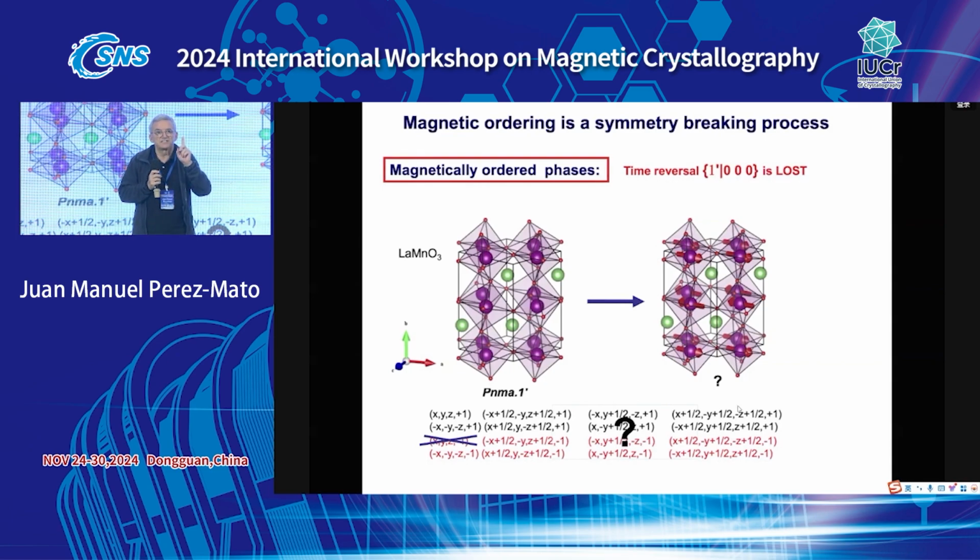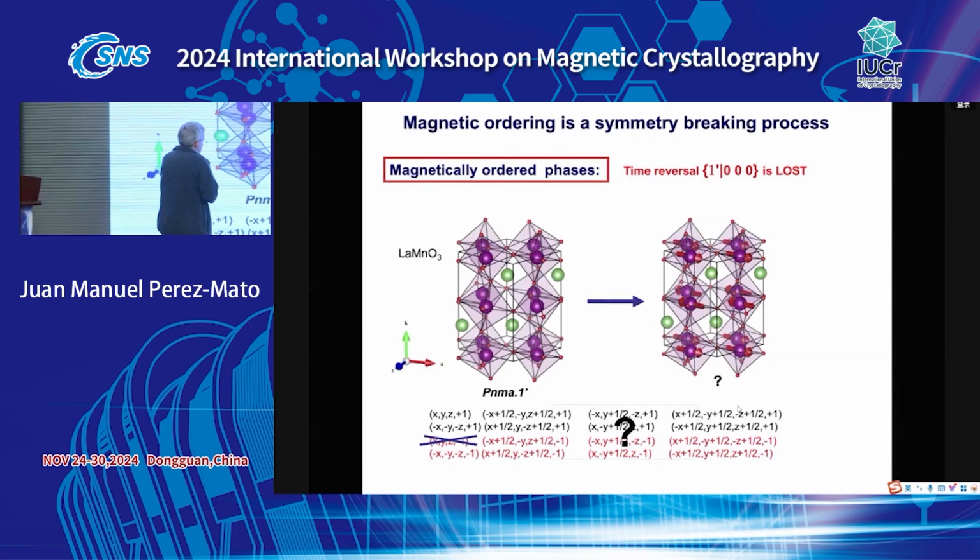To make this indistinguishable and to keep the energy: the energy is kept when you switch the spins from plus to minus, okay? The energy is the same. In fact, you have two domains of the structure, one for plus and one for minus. But it is not anymore a part of the symmetry group of the system. So we know this operation has disappeared.